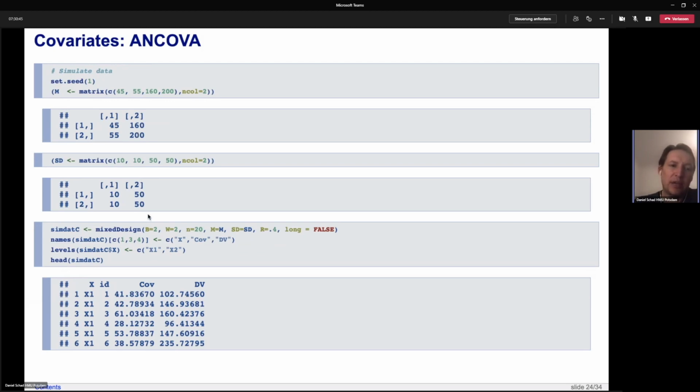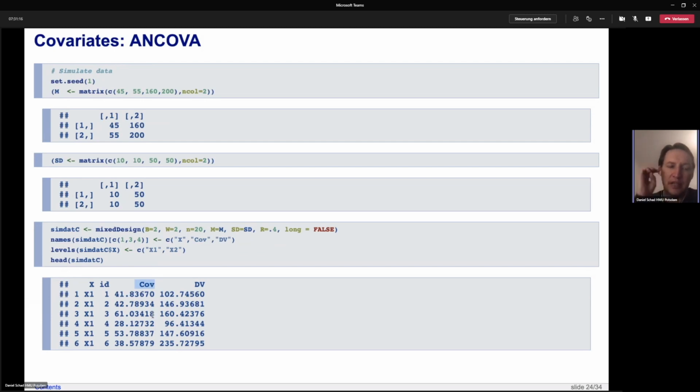Standard deviations can also be specified for each condition separately. And then we say we have one factor with two levels for the between subject group, and we have a within subject manipulation with also two levels. So if we rename these variables, we end up with the following data frame. We have some group factor x, x1 and x2. So we have two groups of subjects. Here is the subject number. And for each subject, we have a dependent variable and we have a covariate.